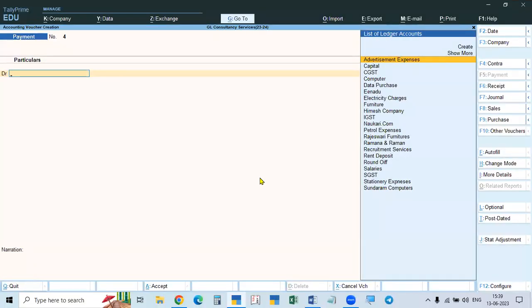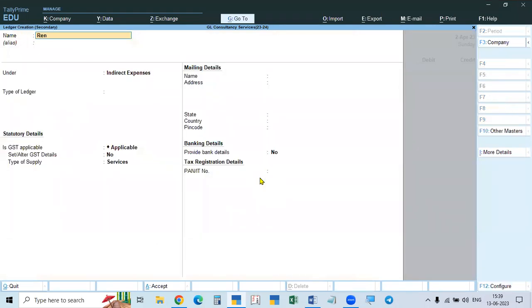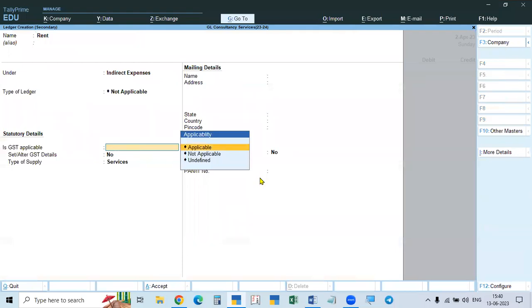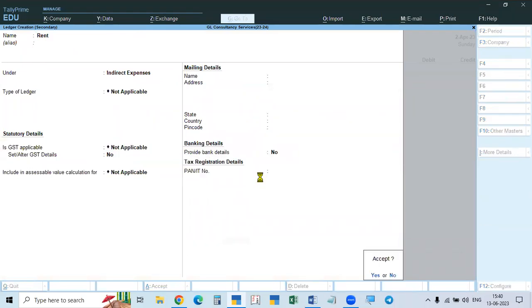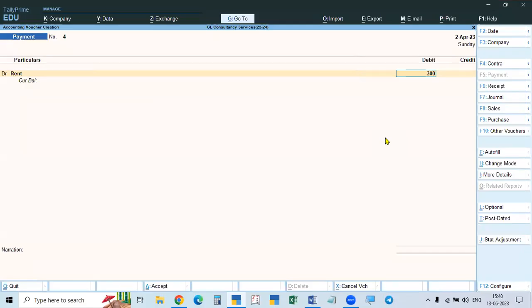So we have to show payment again. Rent deposit is there. So this is the rent actual expenses. Rent account. Rent means it is an indirect expense. There will be no GST. So here, how much did you pay? Rent is 3,000 rupees per month, which is shown there.